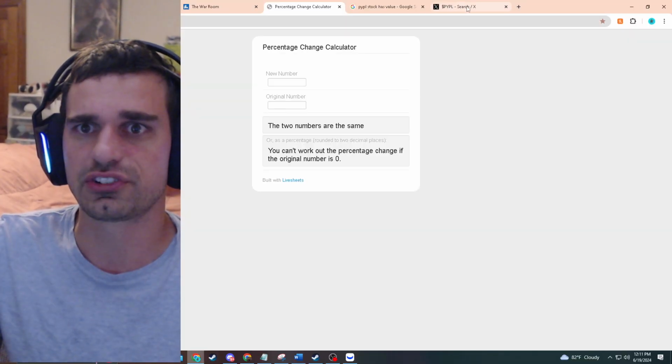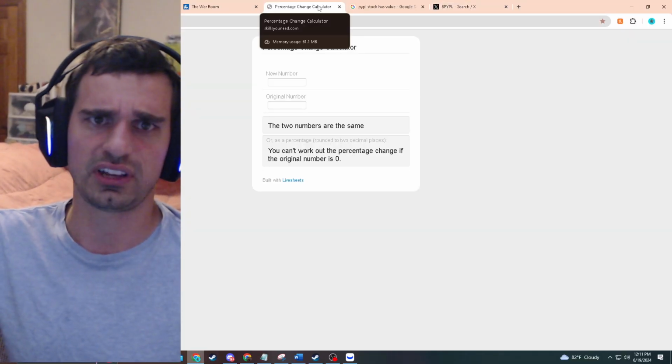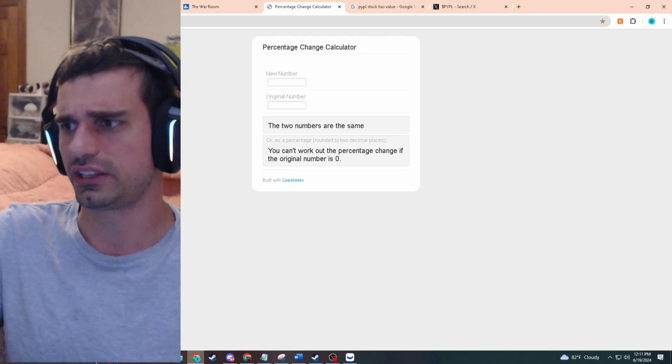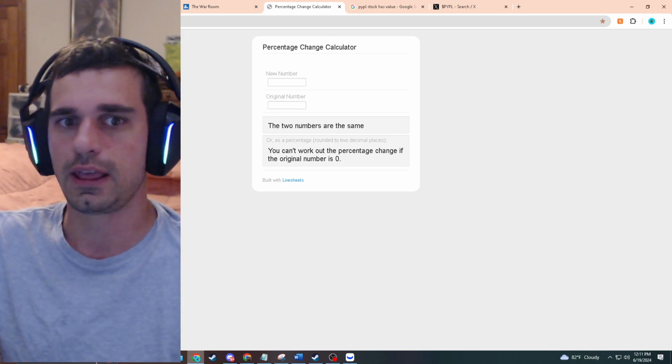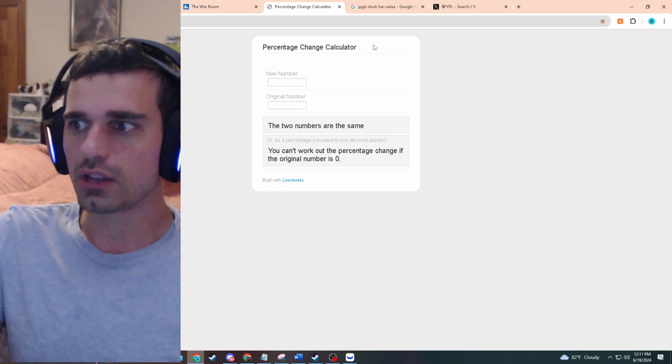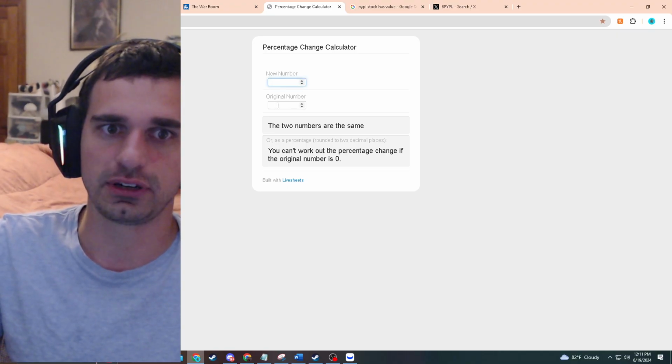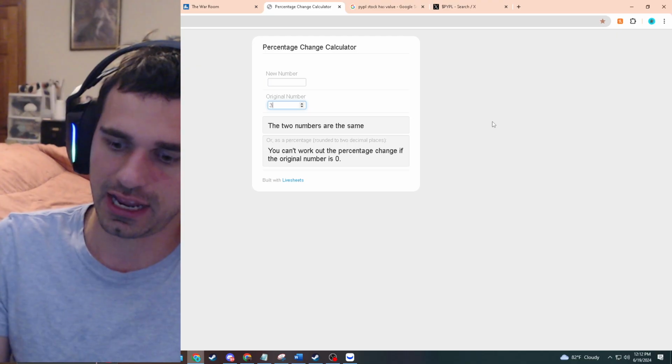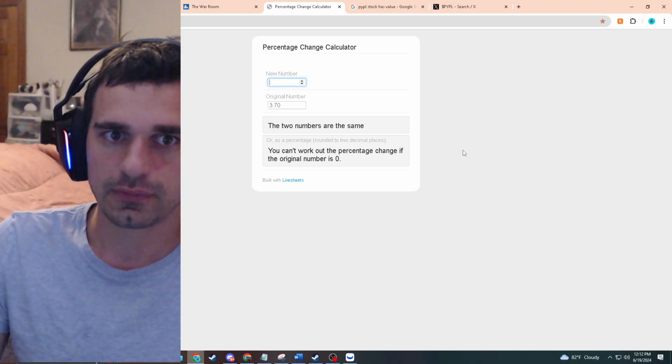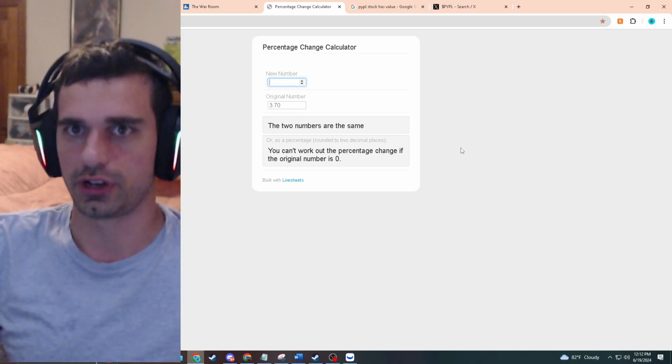Another thing I want to show you guys is this percentage change calculator. I'll put this link in the description below if you want to use it. So basically what I was doing with MLGO, I had an average of 3.70, right? And it went way up to the $4 range.